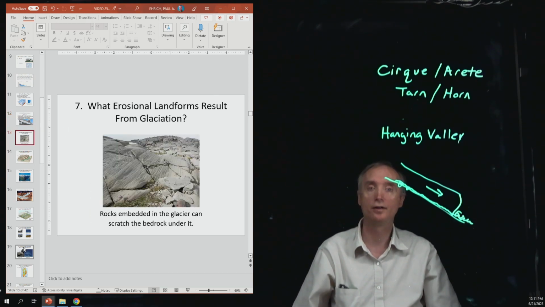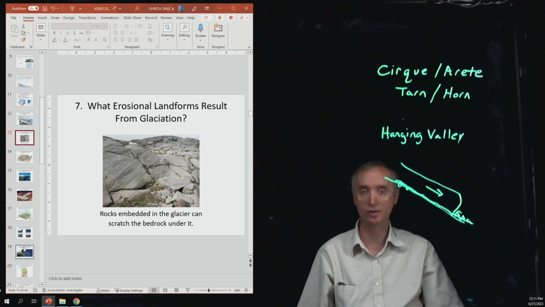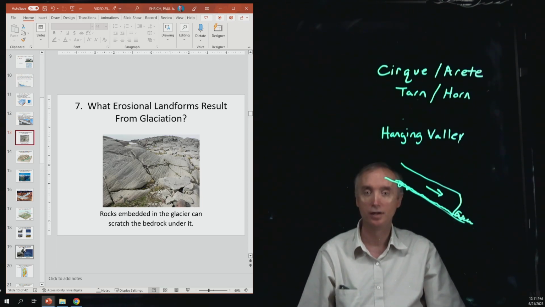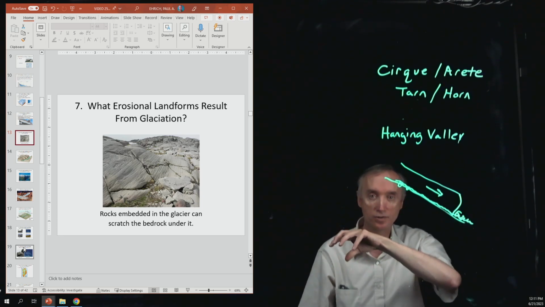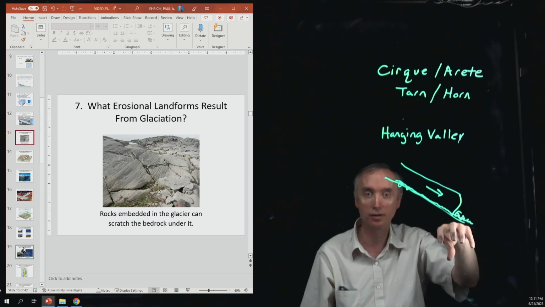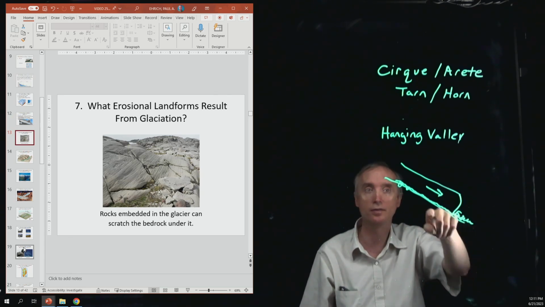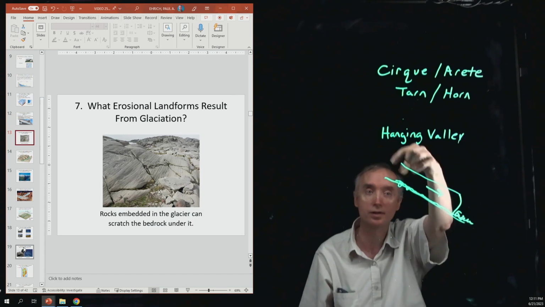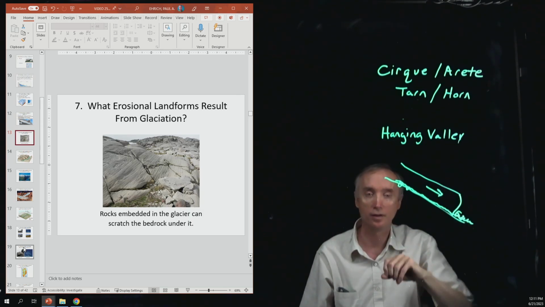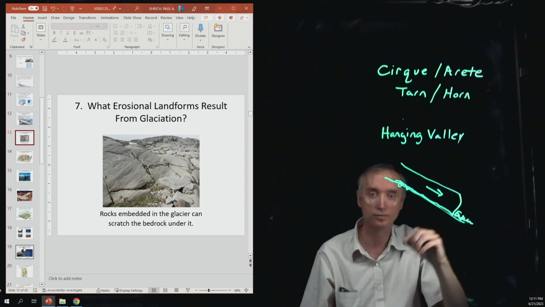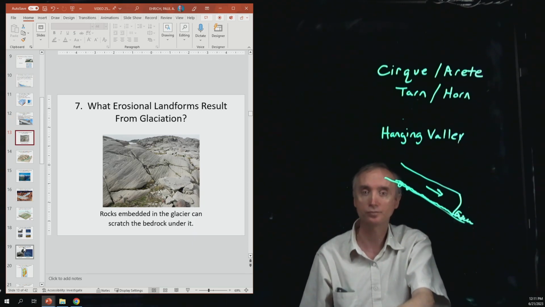So what kind of erosional landforms result from glaciation? The first kind is that rocks embedded in the glacier can scratch the bedrock underneath it. It's going to cause grooves in the rock, and those grooves are caused by these rocks that are in the ice, scraping other rocks as they slide over the top of them. So these are glacial scratches.